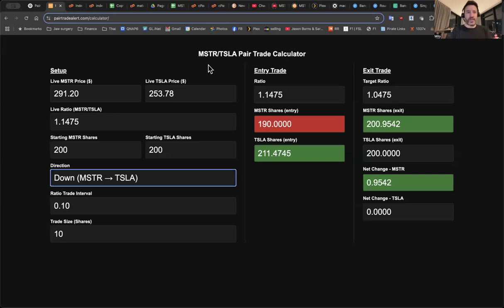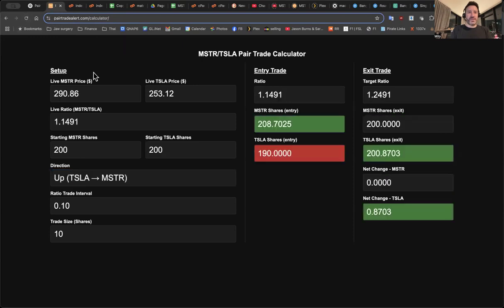So what you can do is, well, let me just walk you through it. So basically, this is the URL pairtradealert.com/calculator. I need to sort out some kind of nav bar at some point, but for now, you just go directly to that link. And it pulls in, once again, the live MSTR and live Tesla price. If we refresh, they should update. Yep. And then it calculates the ratio for these two at the moment.